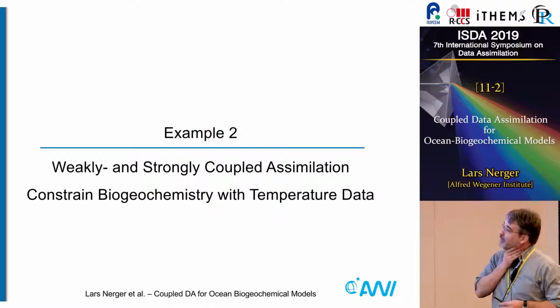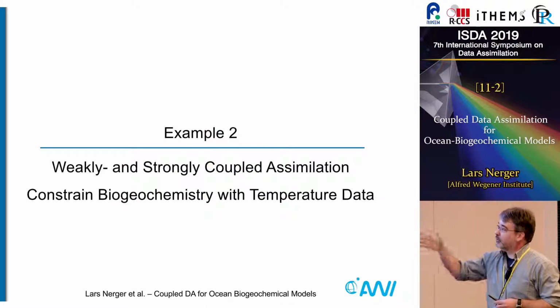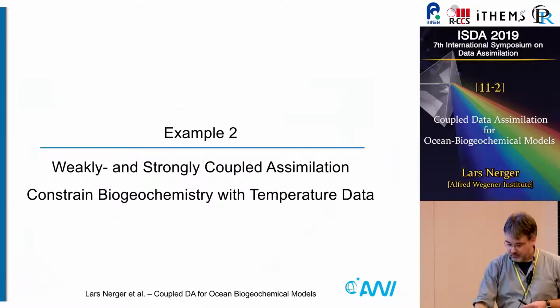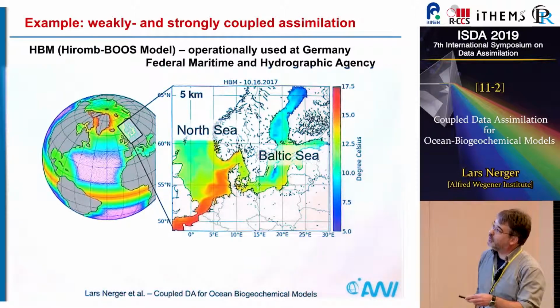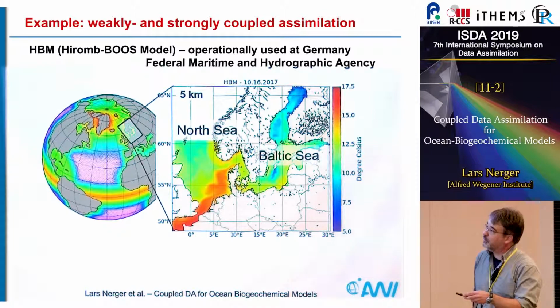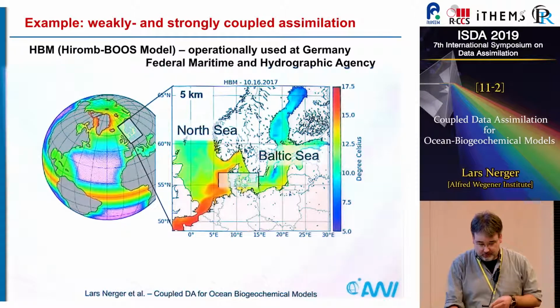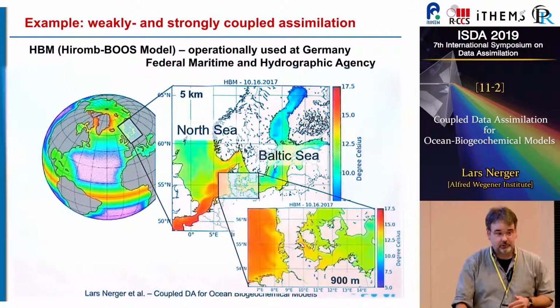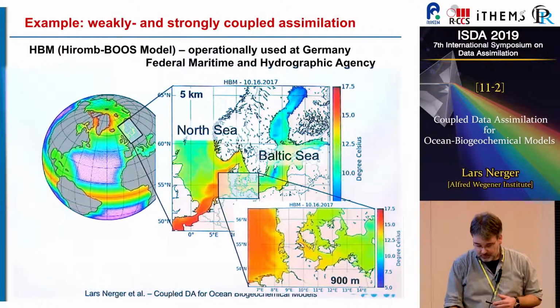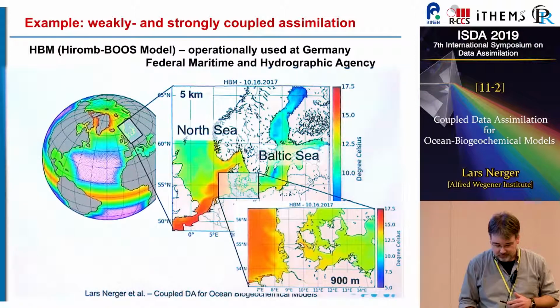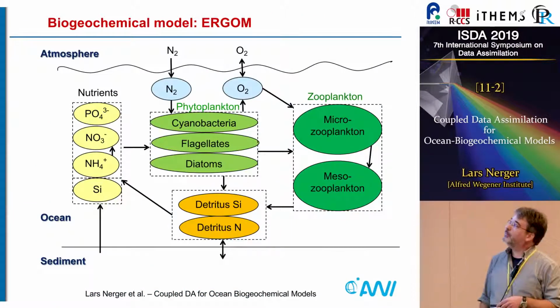The second example is now really toward strongly coupled assimilation, with a different model. In this case, we are here in Europe. It's a coastal model, North Sea, Baltic Sea. Germany is down here. It is a 5 kilometer model, nested in a 900-meter model. The physics is running operationally in Germany, for example for storm surge forecasting. But we use a pre-operational version, which includes the biogeochemistry model.